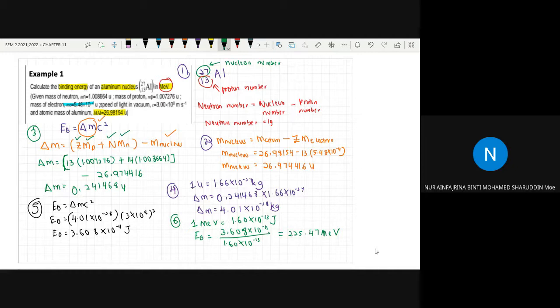Okay, should we proceed to example 2 or not yet? Not yet, okay, do example 1 first. Okay, the others try example 2.